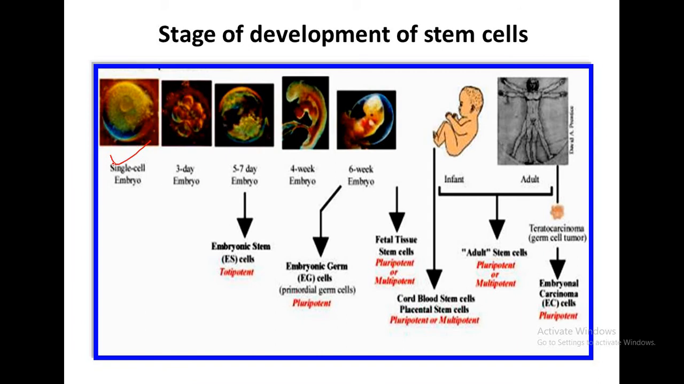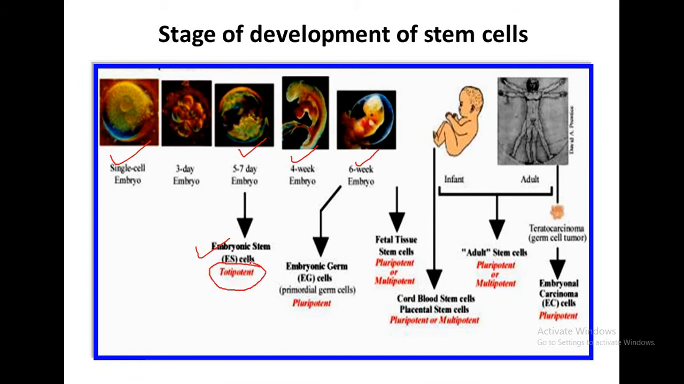picture looks different. In the 5 to 7 days this is the picture, and at 4 weeks this picture converts into this stage, and at 6 weeks almost an embryo can be created. So the 5 to 7 day embryo is called the embryonic stem cells. These embryonic stem cells are called the totipotent stem cells.